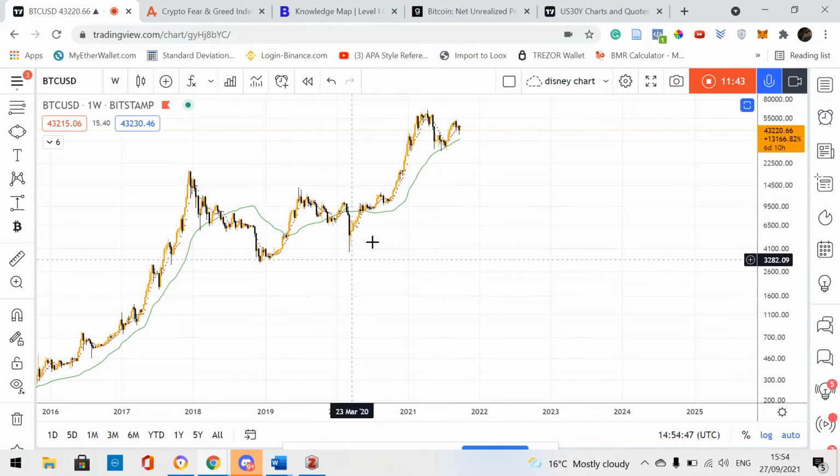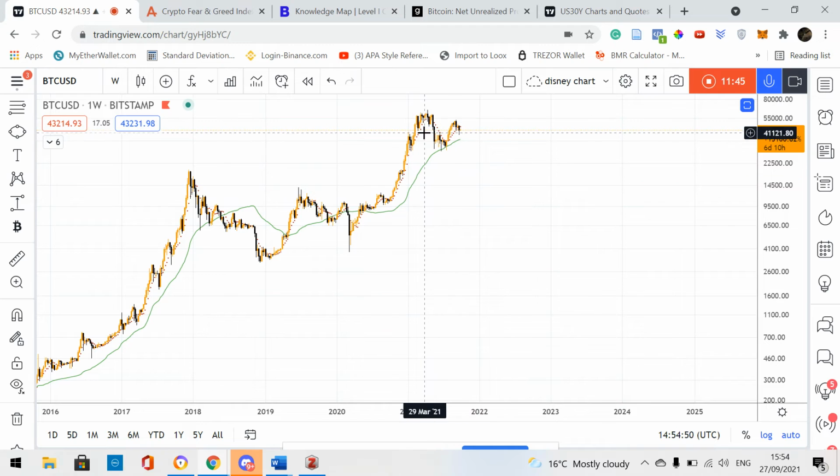So the market structure is not broken. However, what we have here is a lower, so a higher low, no, a lower high. Sorry, I always confuse these two.